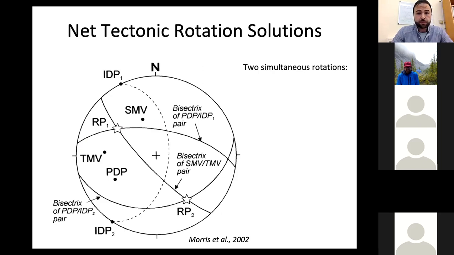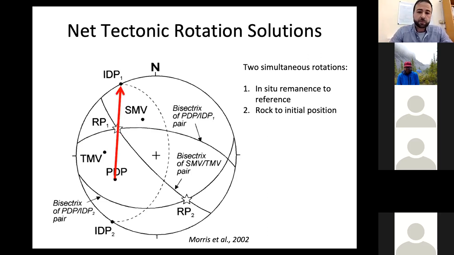So as I mentioned before, the net tectonic rotation analysis performs simultaneously two rotations. The first one brings the in situ remanence to the reference direction, which is basically what the original direction was before deformation. And at the same time, restore the structure back to its original position. So for a dike, like in this case, you want the dike to be back to vertical. And because we have two possible orientations of the dike, it could be either that rotation or the other rotation. These two points, you can see the beta circle, will be the two initial dike orientations.